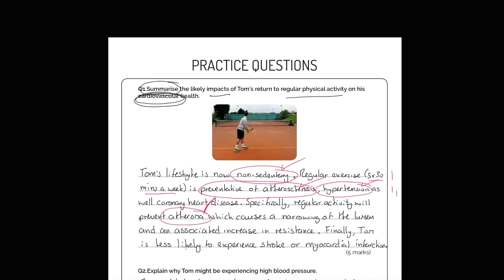We can only consider that. But my point about my answer here is I probably should have gone for something else, right? Because I've kind of made it. Maybe I need to explain a bit more, describe a bit more. But this is interesting, which causes a narrowing of the lumen. Now I get my mark, because I've gone further with my answer. And an associated increase in resistance. Okay, and that's resistance, obviously, to cardiac output. And now I've got my max, and I'm in good shape. I've also got, finally, Tom is less likely to experience stroke or myocardial infarction, so I could potentially pick up marks there if I hadn't got the max already.